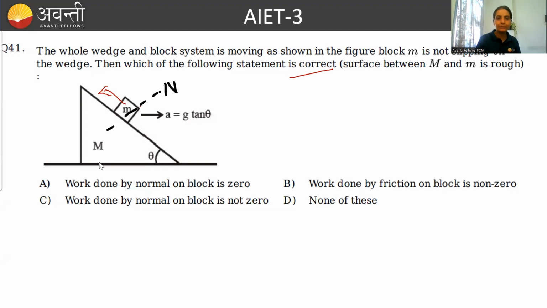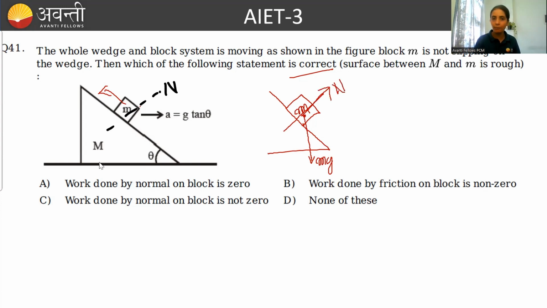Let's first understand the theme. What is happening? This is a wedge, and on this there is a small block m, and it is not slipping on it. Done. So first, let us see what is happening. What types of forces are acting on small m? First will be your mg, and then will be your normal reaction in this direction.